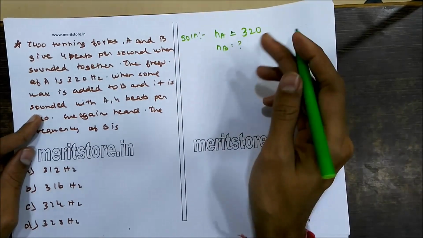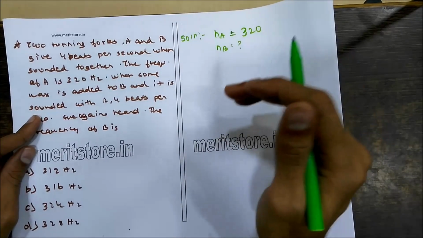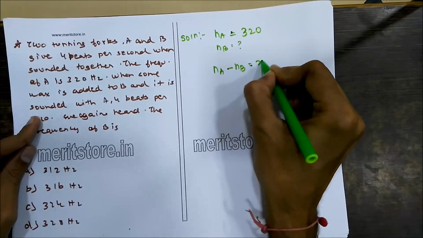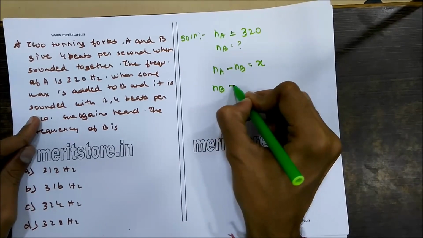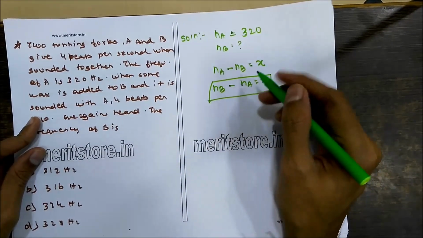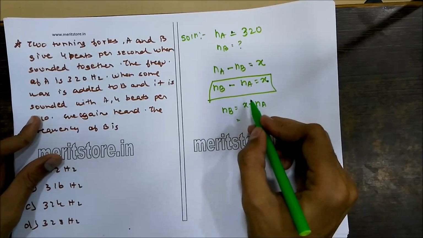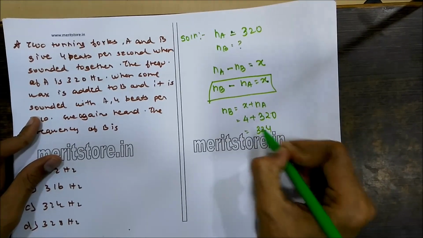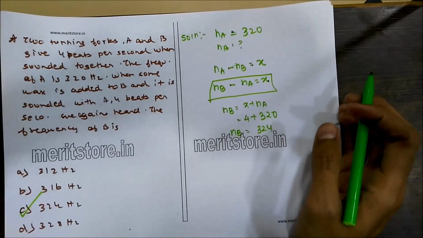After the tuning forks are struck at the rate of 4 beats per second, the frequency now goes on decreasing. So we can have NA minus NB equals X, the beats per second. But in this case B's frequency is decreasing, so NB minus NA equals X is the correct equation. So NB equals X plus NA, that is 4 beats per second plus the frequency 320, which gives 324 Hz as the frequency of NB. So C is the correct option.